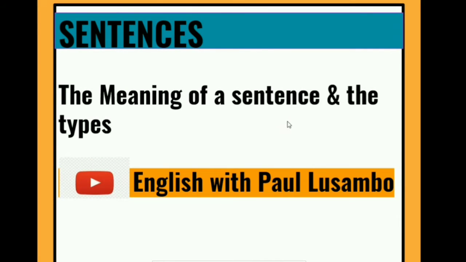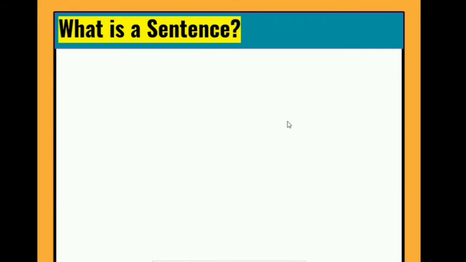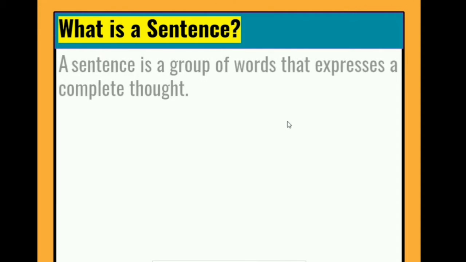In today's lesson, we are going to learn about sentences. So we can start with the meaning of a sentence, and then we shall see the types of sentences. Let us start with the meaning of a sentence. What is a sentence? A sentence is a group of words that expresses a complete thought.